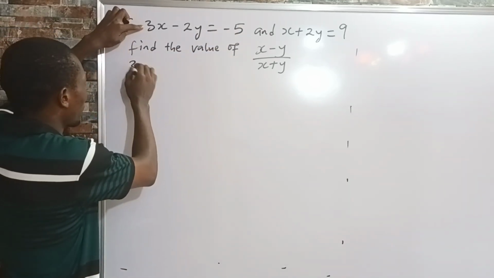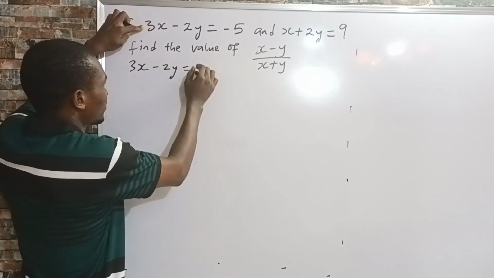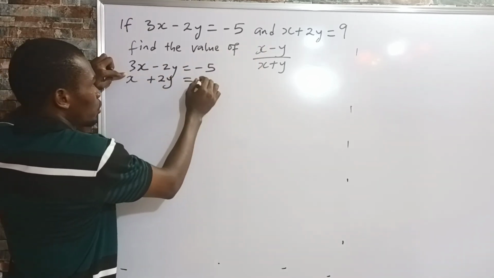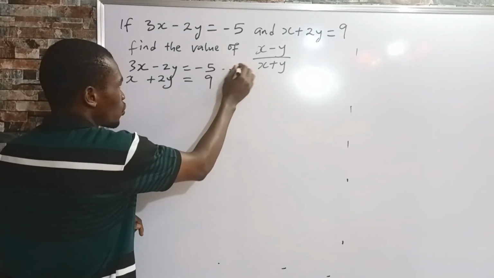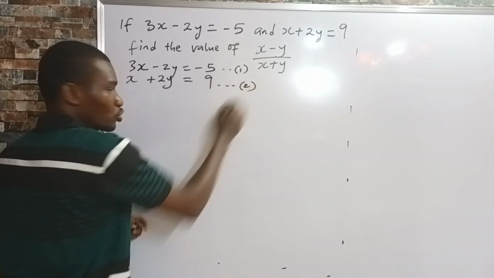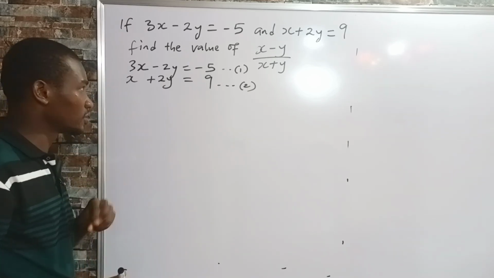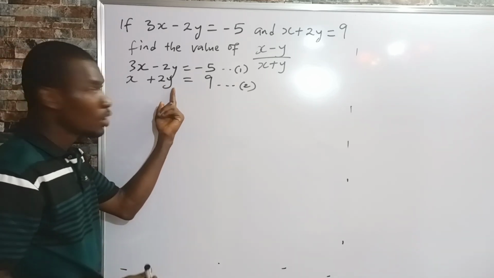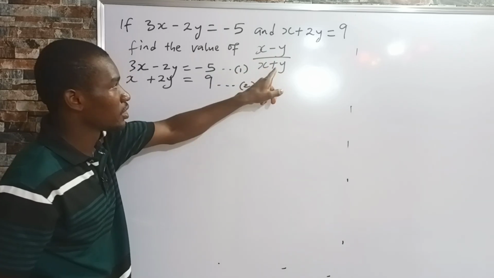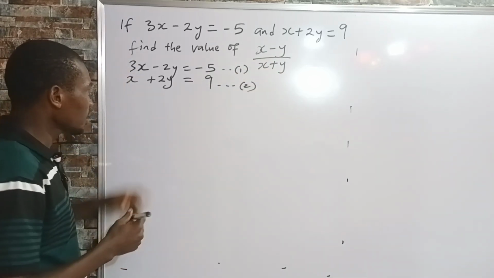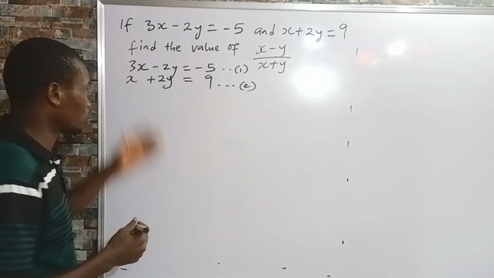So the first part, we have 3x minus 2y equal to negative 5. For the second part, we have x plus 2y equal to 9. Let's term this equation 1 and this equation 2, and then solve simultaneously. Whatever values of x and y we get, we can substitute into the given expression and find our answer. Very simple. Let's begin. I'm going to use the substitution method to solve this problem.